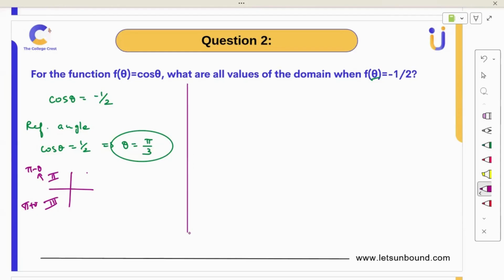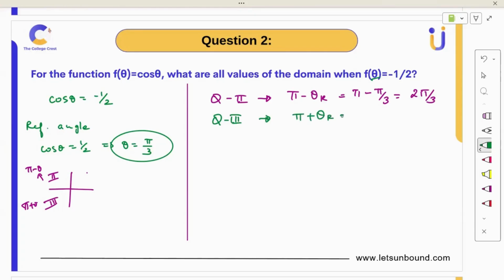So it lies in quadrant 2 and 3. So a quadrant 2 angle, how will you write? Pi minus the reference angle. So pi minus pi by 3, and if you simplify, it's 2 pi by 3. Now, in the third quadrant, also cos is negative. That will be pi plus the reference angle, pi plus pi by 3, and you will get 4 pi by 3. Right? Okay, done.